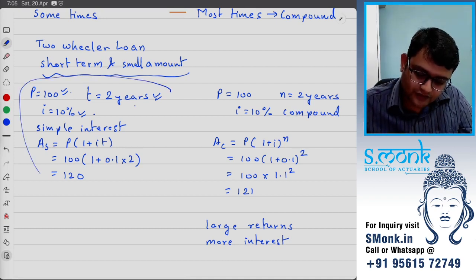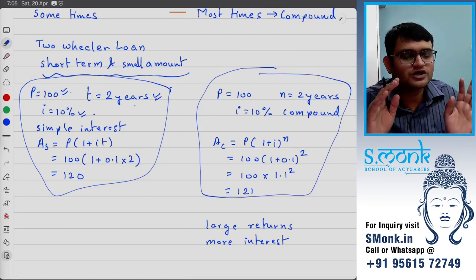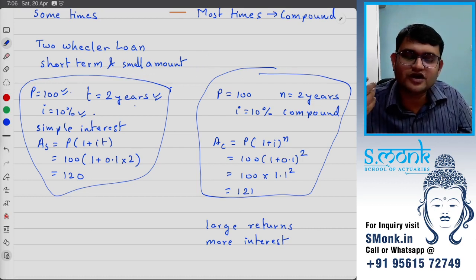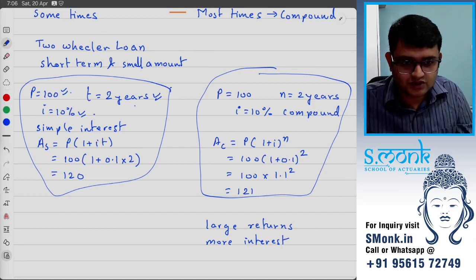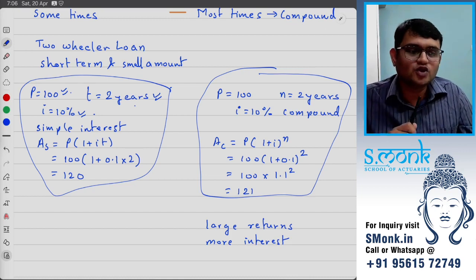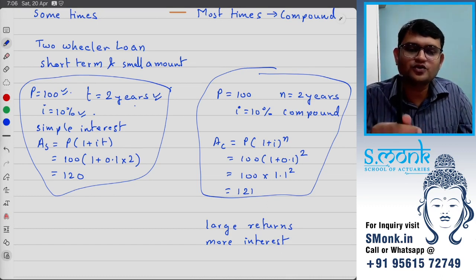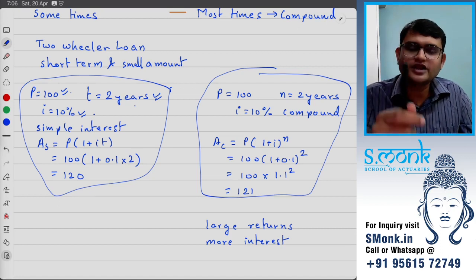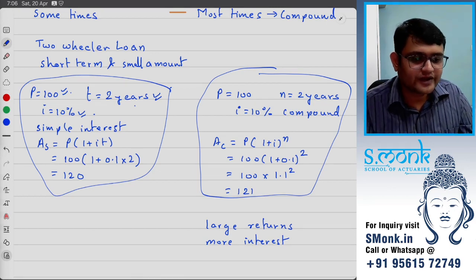Let's say this is the scenario. Okay. Forget about 2 years, forget about this short term and small amount. You can imagine we are talking about 20 years. You can imagine we are talking about 100 crore rupees. If I take a loan from you, you are giving me 100 crore rupees as a loan for 20 years.